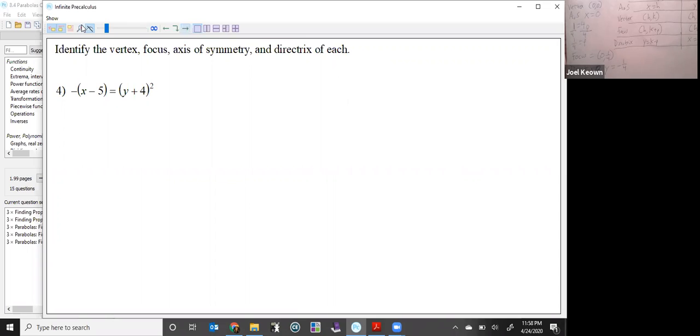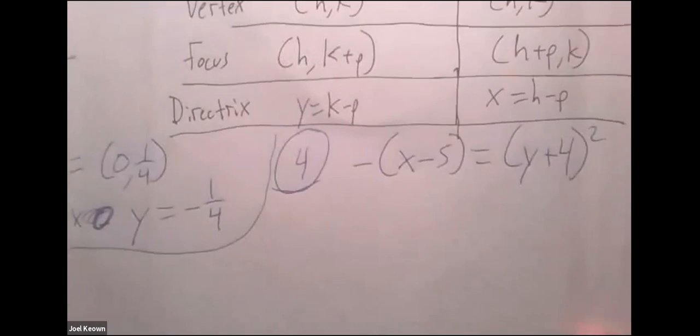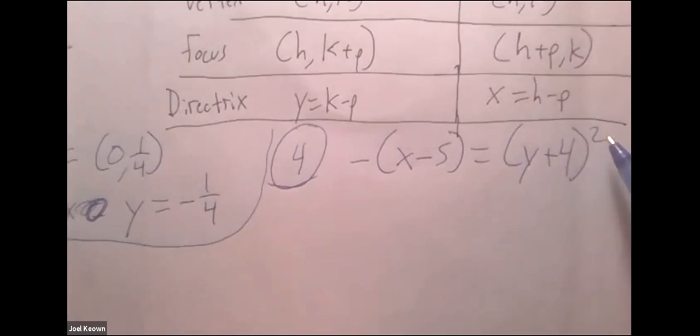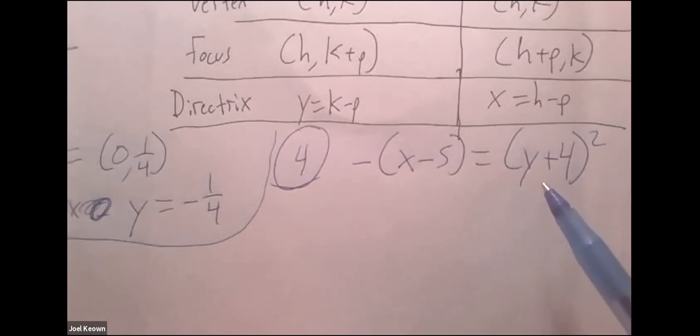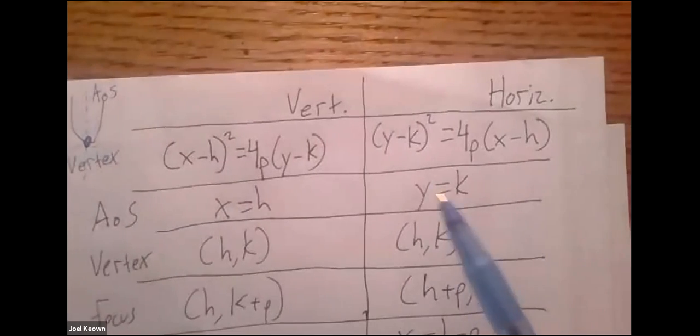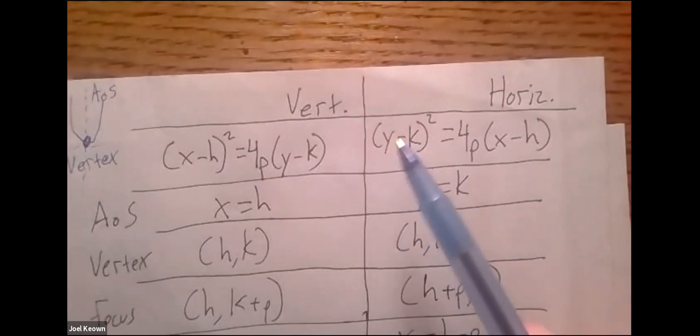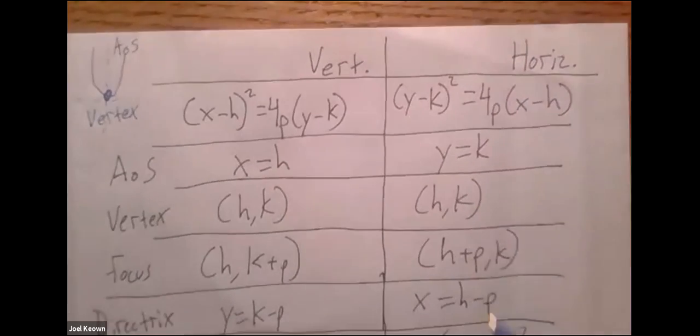All right, so let's move on to number 4. Number 4, we have negative x minus 5 equals y plus 4 squared. Right. So right now it's the y that's being squared. Well, if the y is being squared, is it vertical or horizontal? Well, if the y is being squared, it's got to be horizontal. So we're going to be in this column.